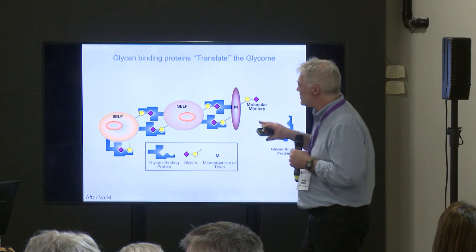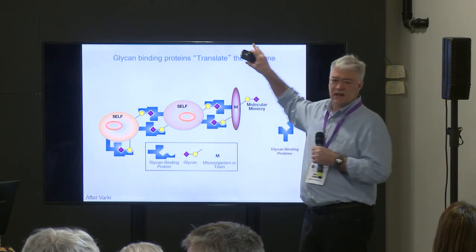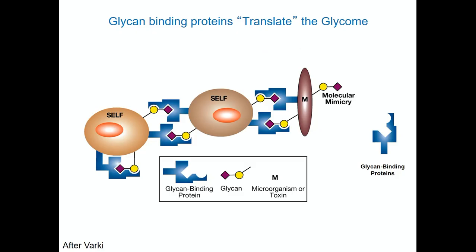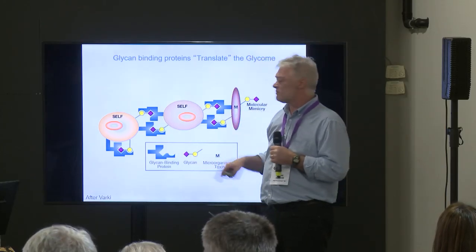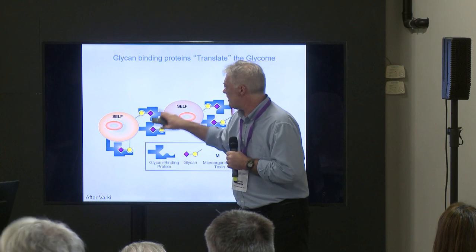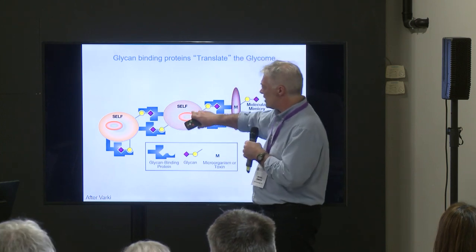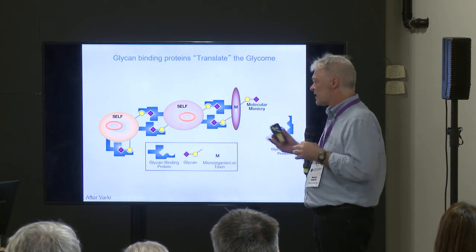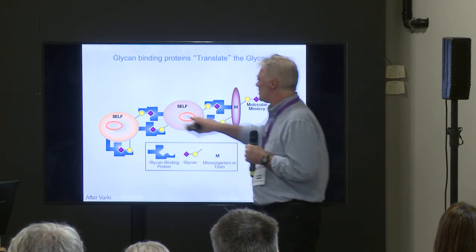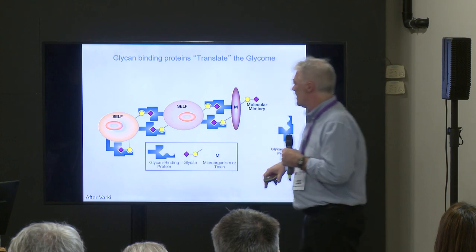And these are important because they help to translate the glycome, right? So a particular cell, in this case we're annotating this as a cell that's in a tissue, as a self cell, has certain glycans on it. Those glycans are interpreted by these glycan-binding proteins, so another cell might know that that cell is self in the context of the immune system. There are other contexts we could talk about. So glycan-binding proteins are able to detect glycans on other cells.